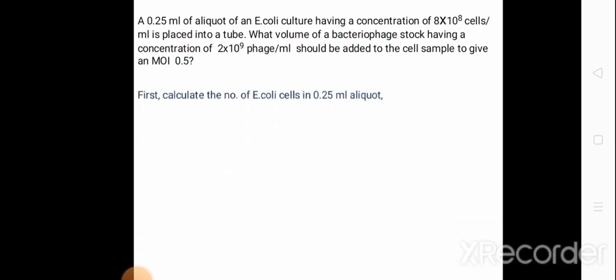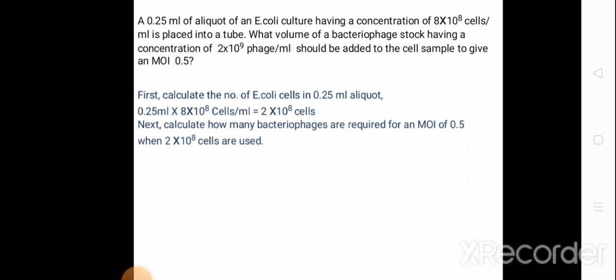To solve this question, first we have to calculate the number of E. coli cells in 0.25 ml of aliquot. That is 0.25 ml into 8 into 10 to the power 8 cells per ml. That is 2 into 10 to the power 8 cells.